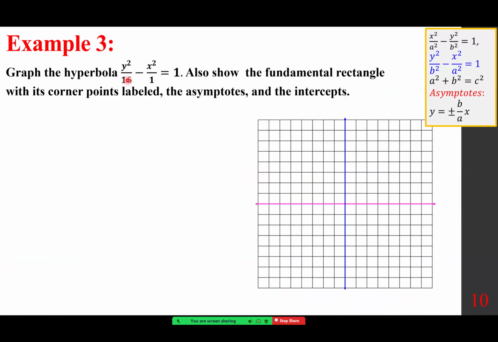Graph the hyperbola of y squared over 16 minus x squared over 1 equals 1. Also show the fundamental rectangle with its corner points labeled, the asymptotes, and the intercept. Analyze the graph. Now, a couple of things I want to mention.